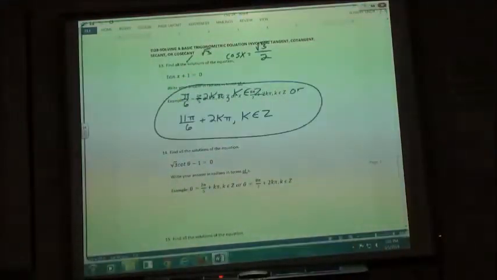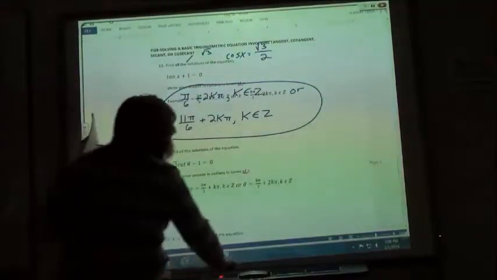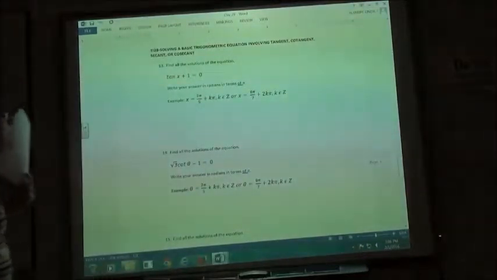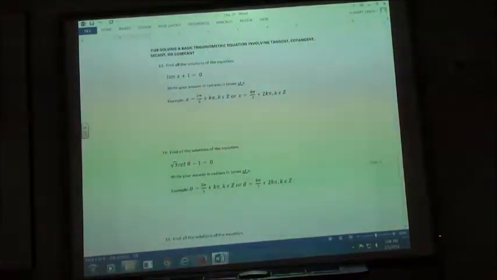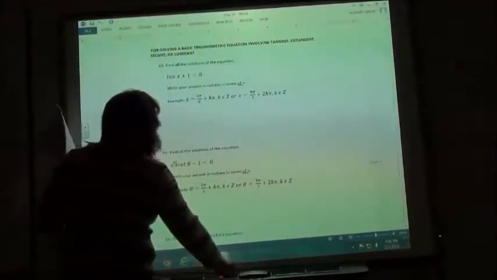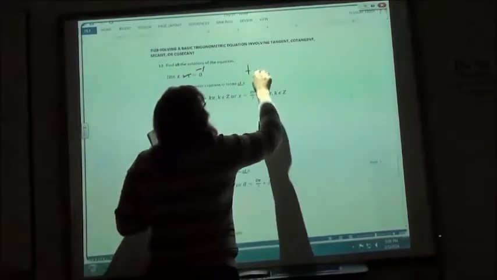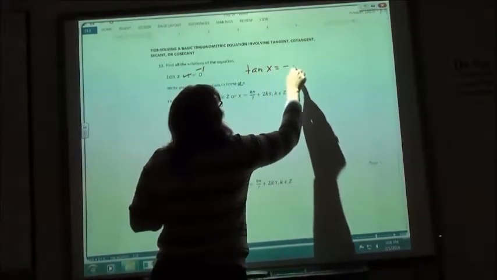(13, 14, and 15), solving a basic trigonometric equation involving tangent, cotangent, secant, or cosecant. So again, doing the same things we did on 10, 11, and 12. This time we're working with tangent, cotangent, secant, and cosecant, but solving our equation. So I'm going to subtract my 1. Tangent of x equals -1.